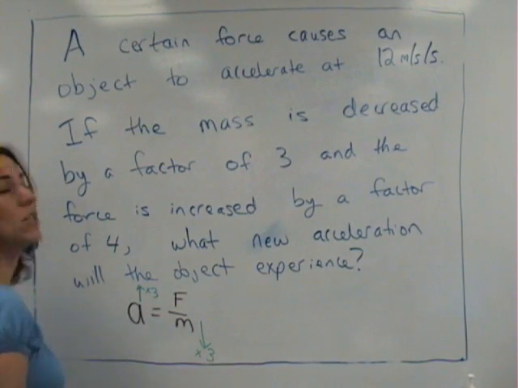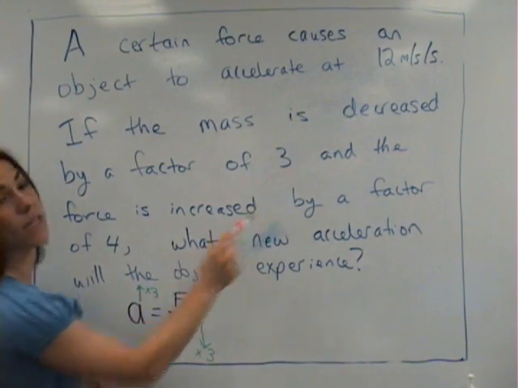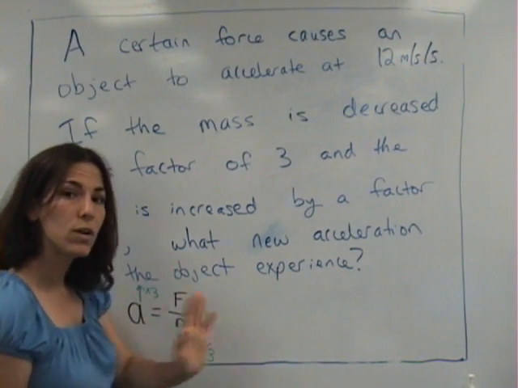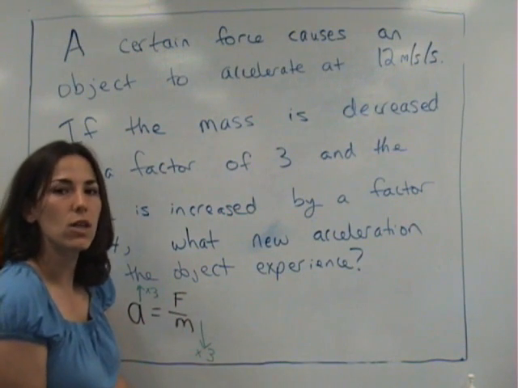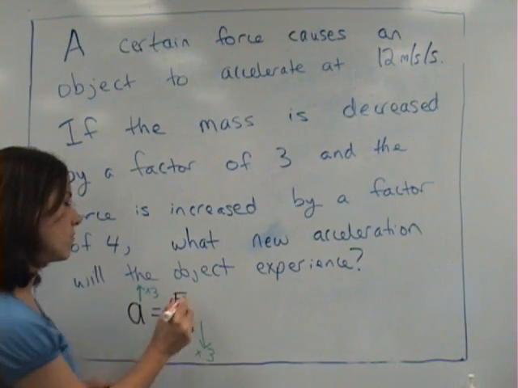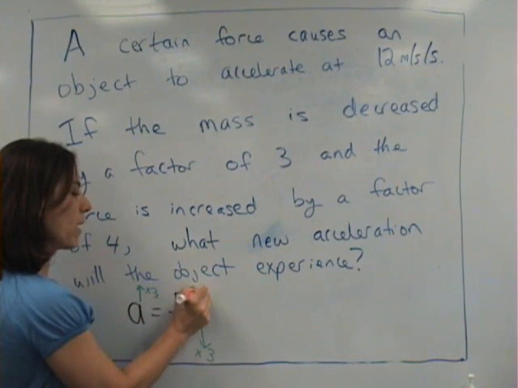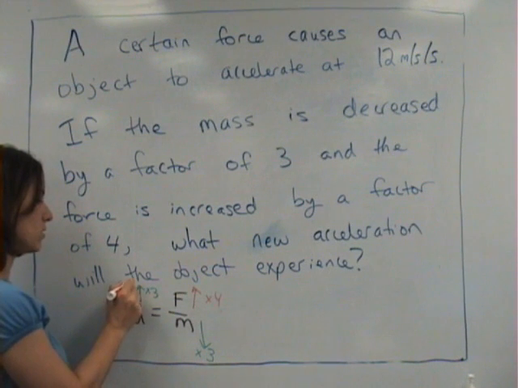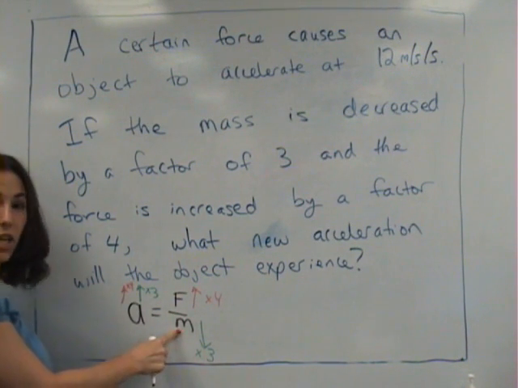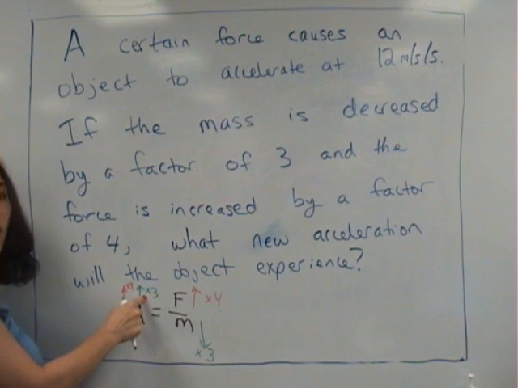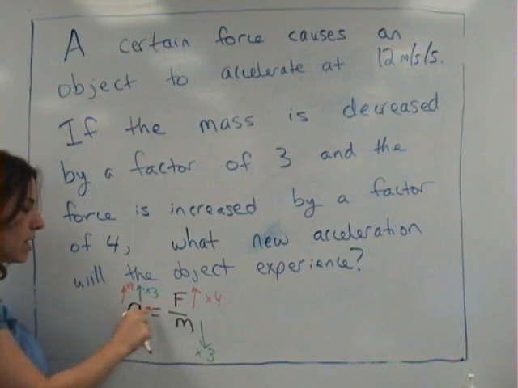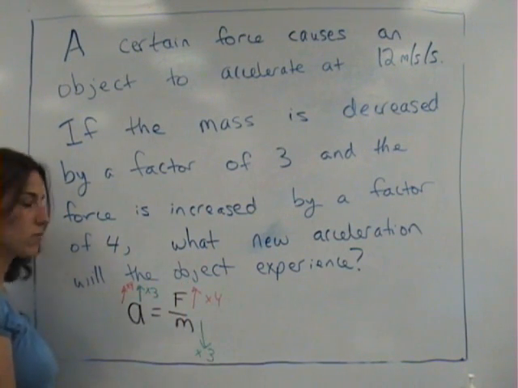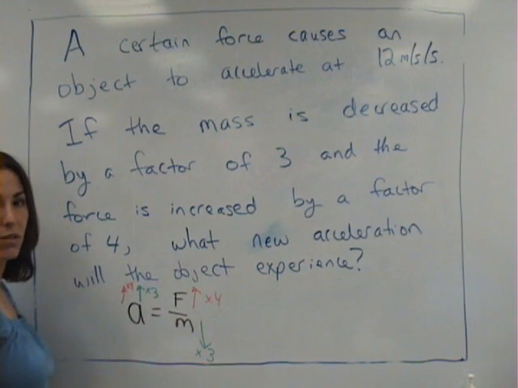Now let's look at the other change mentioned in this problem. The other change is that the force is getting bigger by a factor of 4, 4 times more push on this object. If there's 4 times more push, you might be thinking, oh, that's also going to make the acceleration go up. And you're correct about that as well. 4 times more force means my numerator is 4 times bigger, which is going to cause my answer to be 4 times bigger as well. So this first change, decreasing the mass by a factor of 3, made the acceleration increase by a factor of 3. This next change, increasing the force by a factor of 4, made my acceleration increase by a factor of 4.